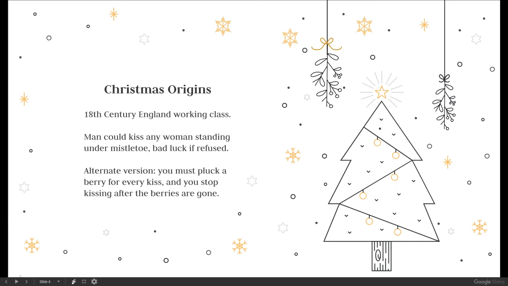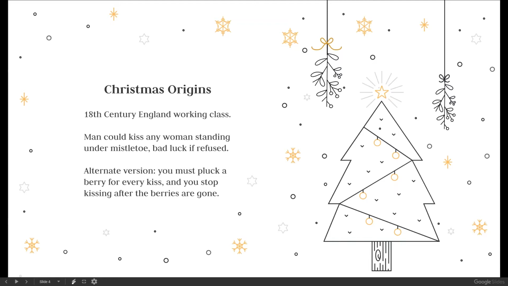Mistletoe didn't start to have its similar uses and connotations with Christmas until about the 18th century in England in the working class, and also predominantly with servants. Now, mistletoe at the time, and very similar to today, meant that a man could kiss any woman that was standing underneath it, and it was bad luck if that woman refused. Now, I am glad that we have consent and can say no, and it's not bad luck now, but that is kind of what the origins at least were at the beginning.